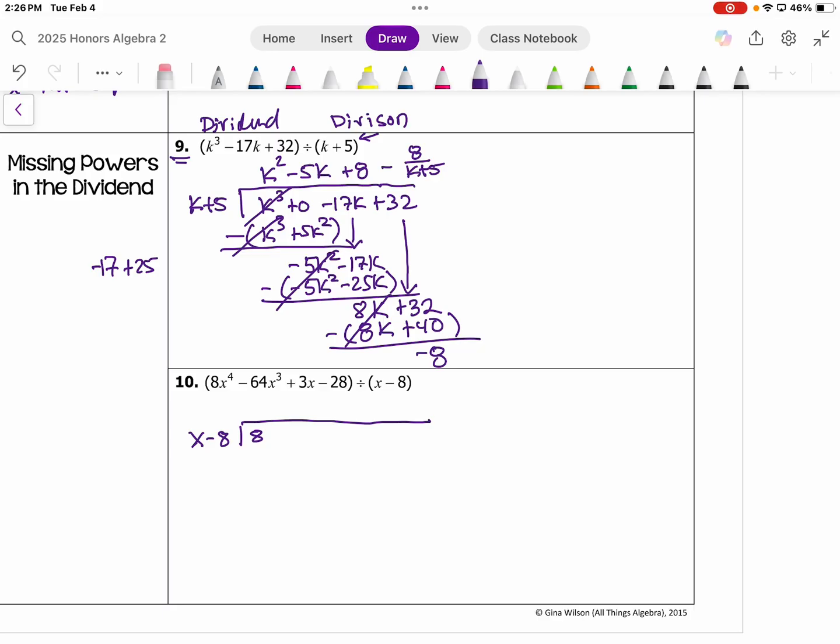There was a 0 there because we had a 64. And it's 4, 3, 2, 1, so we only need that 0. Only need that 0.